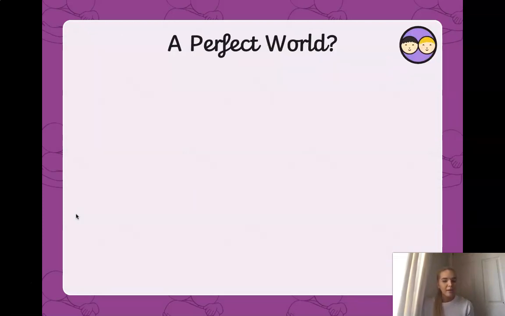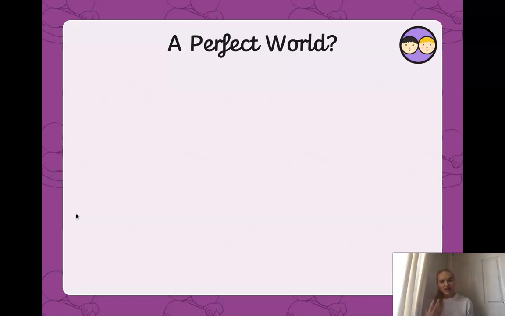Now, can you remember the 4 positive resolution techniques? Pause the video and have a think. Did you manage to remember them? Did you manage to remember the stepping stones? Did you manage to remember the conflict managers? Did you manage to remember playing a game? And did you manage to remember the I message, making sure you convey your feelings?